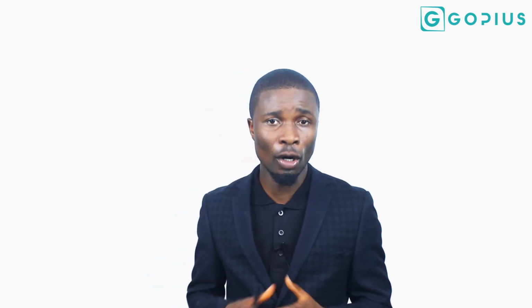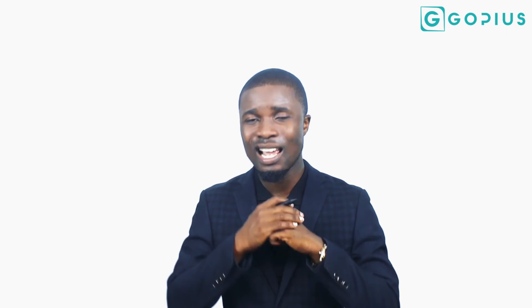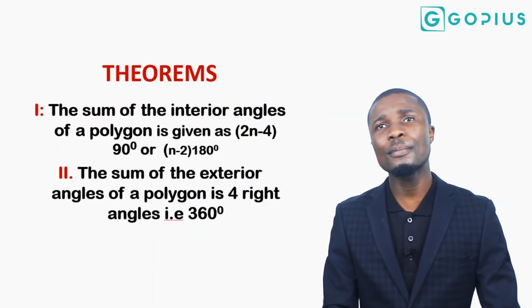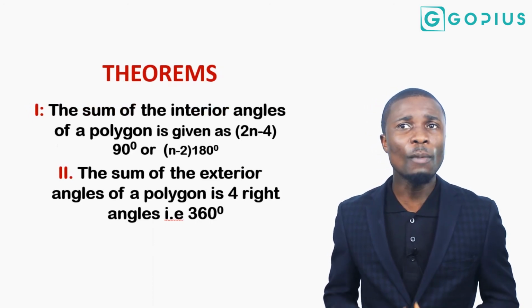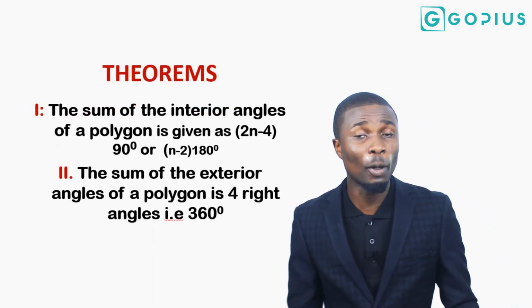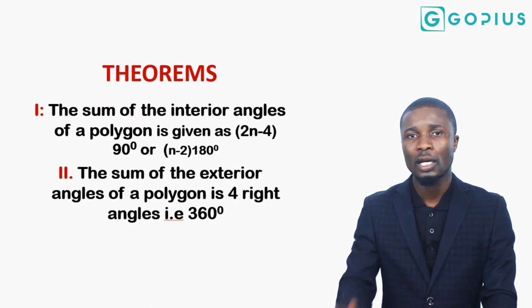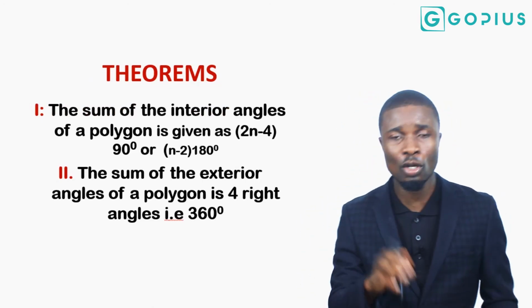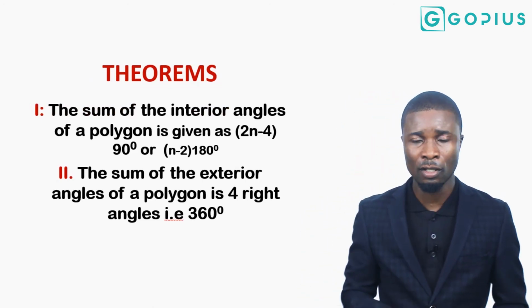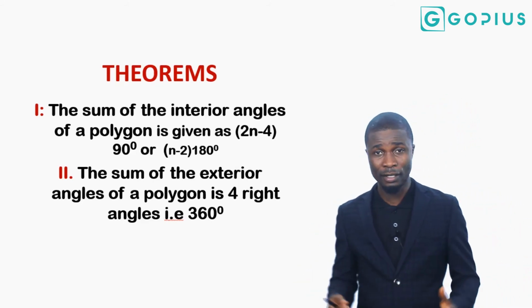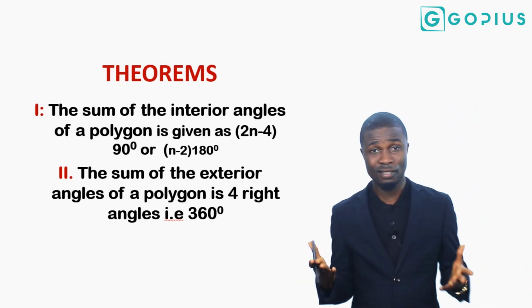Alright, so that's the first theorem. N minus 2 times 180, or 2n minus 4 times 90 degrees, are the 2 formulas we use to find the sum of the interior angles of a polygon. Now the second theorem says that the sum of the exterior angles of a polygon is 4 right angles. A right angle is equal to 90 degrees. So when we say 4 right angles, it means 4 times 90 degrees, which will give you 360 degrees.